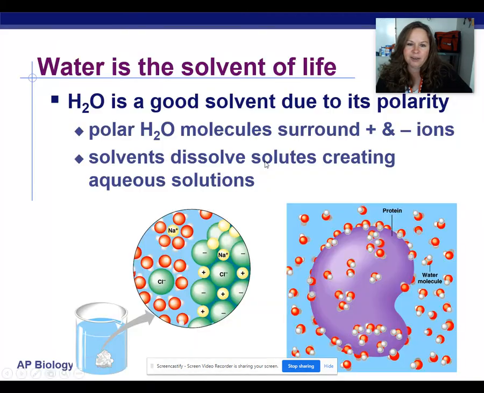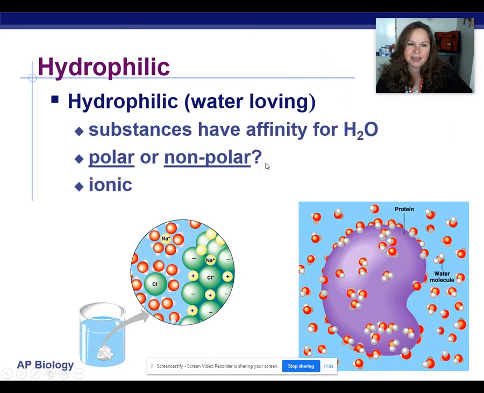So here's some words for us. Things that like water or that are water loving are called hydrophilic things. They have an affinity for water. They mix well with water. So they are polar substances like sodium chloride, which is also ionic.